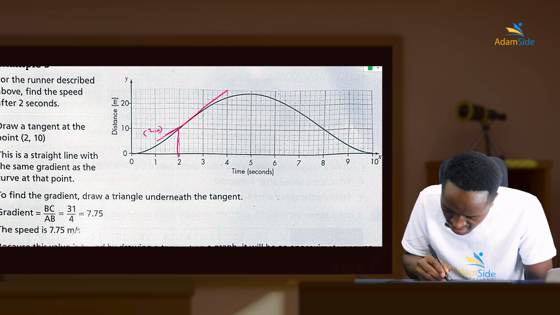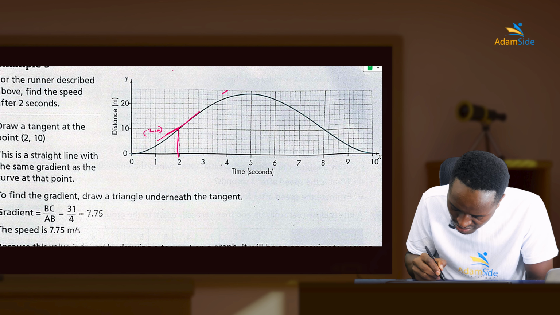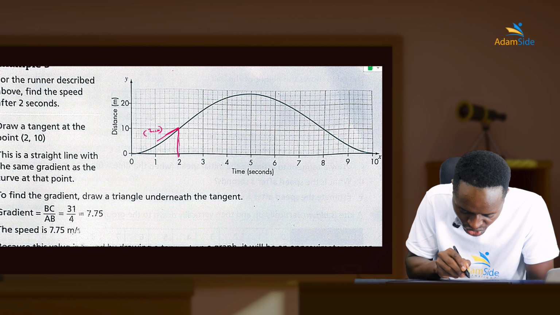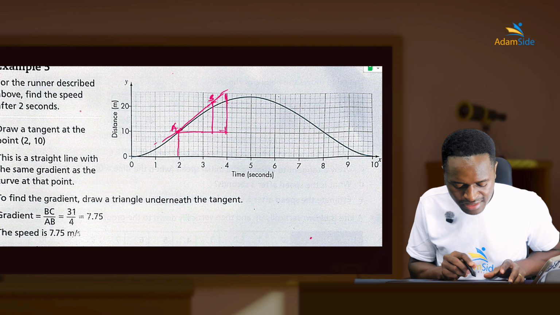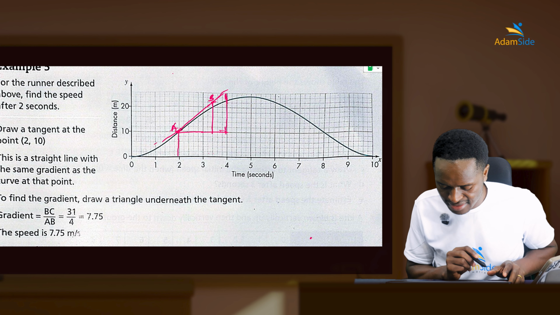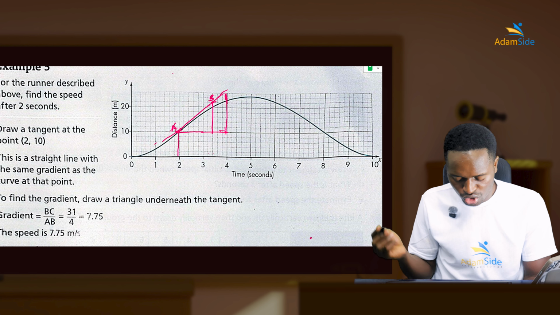After drawing that tangent, a tangent should touch only this point. Maybe mine is not that straight, but just understand it. It's a straight line. So you have a line, and then you draw a triangle. For the runner described above, find the speed after 2 seconds.